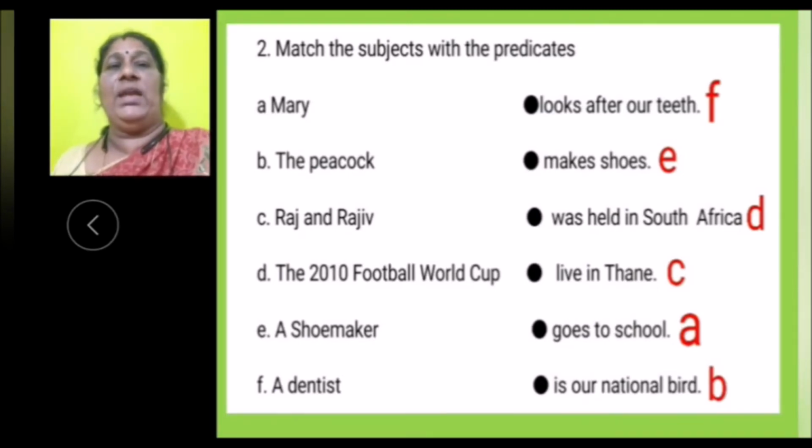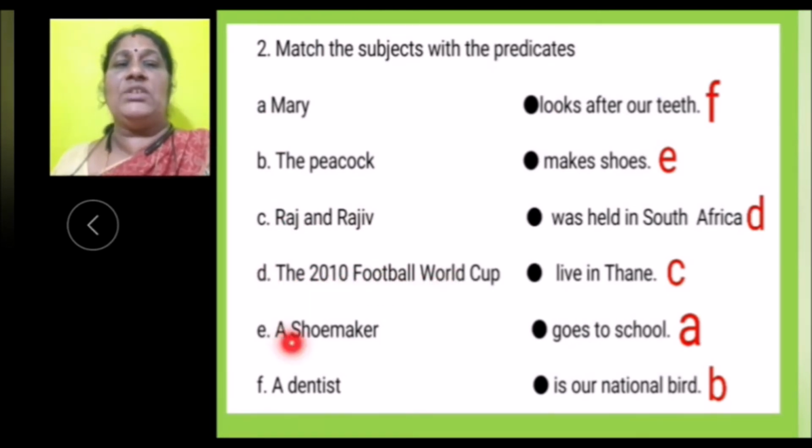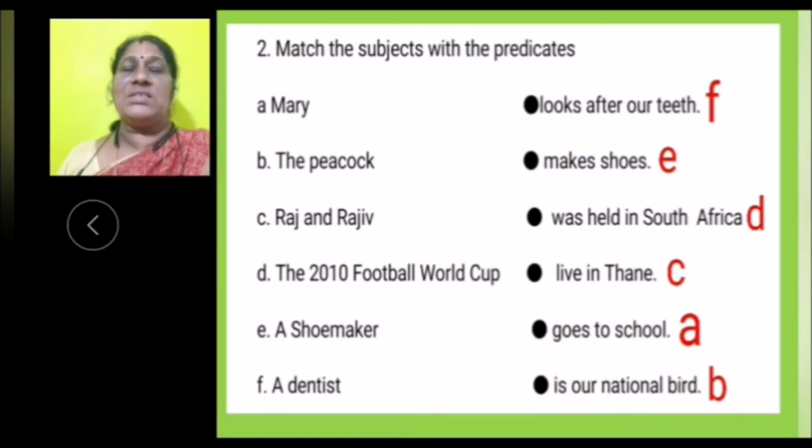First one, A. Mary. B. The peacock. C. Raj and Rajiv. D. The 2010 Football World Cup. E. A shoemaker. F. A dentist. Now predicates. Looks after our teeth. Makes shoes. Was held in South Africa. Live in Thane. Goes to school. Is a national bird. Now you have to ask the question.